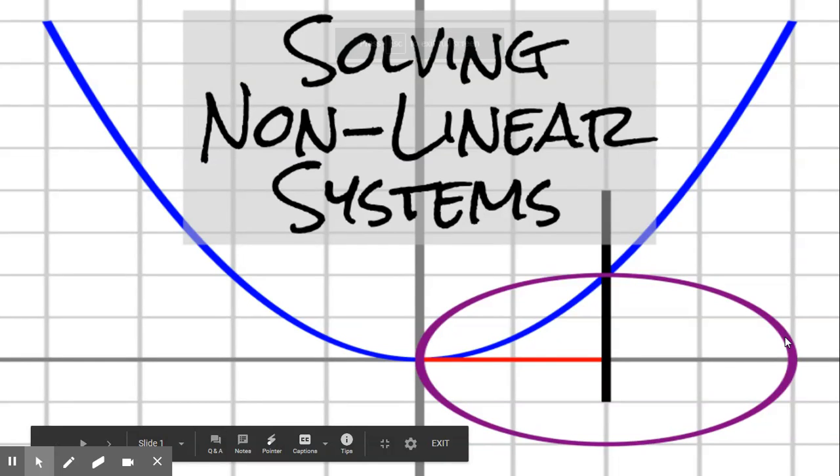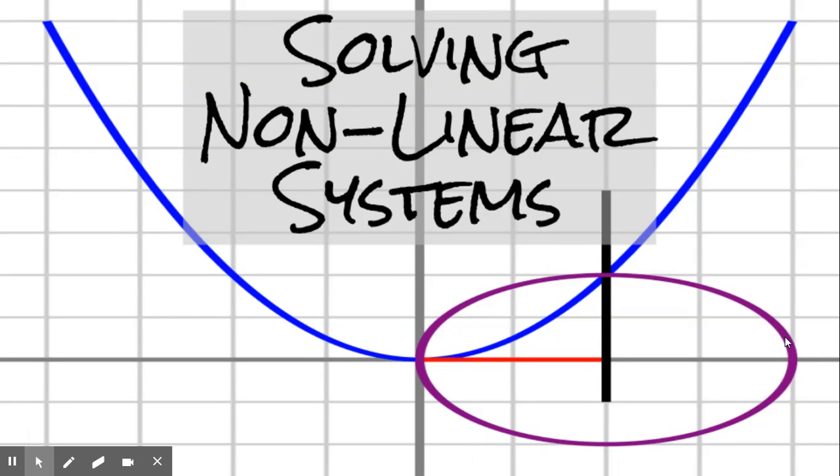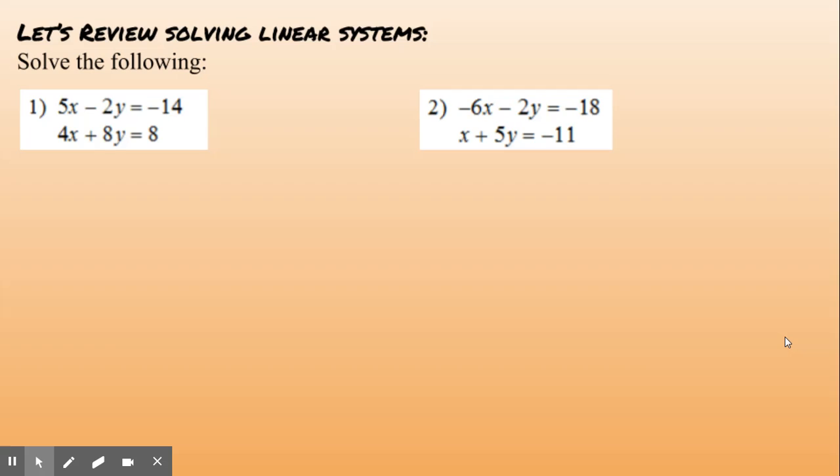Okay, so today's lesson, we're going to be taking a look at solving nonlinear systems. Basically, we're going to be using exactly the same tools that we did when we were solving linear systems: the substitution method, elimination method, even graphing if we're given a graph. The only difference is now instead of having two lines, we're going to have something that is not a line, something like a parabola or a circle.